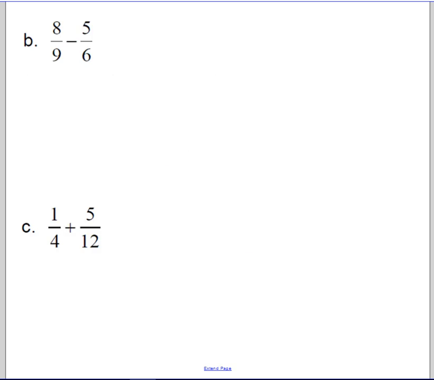Let's look at example B. We have 8/9 minus 5/6. And so again, we need to get a common denominator to be able to subtract. And so when we look at 6 and 9, well, 6 can't go into 9 evenly, and so 9 can't be our denominator. That's going to be our like denominator.